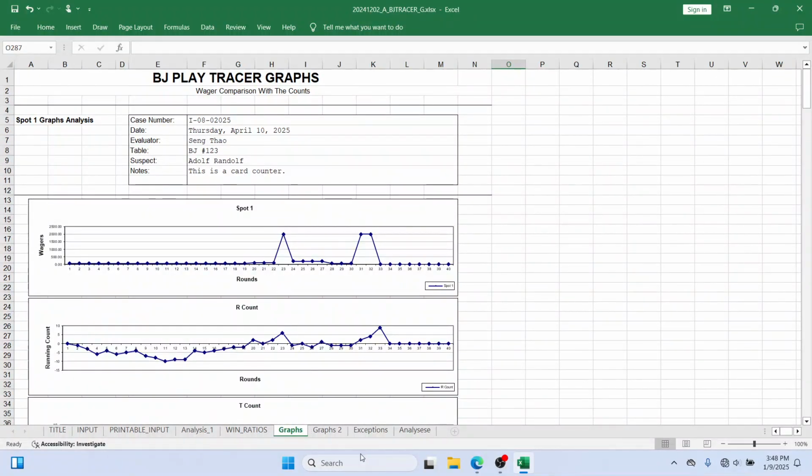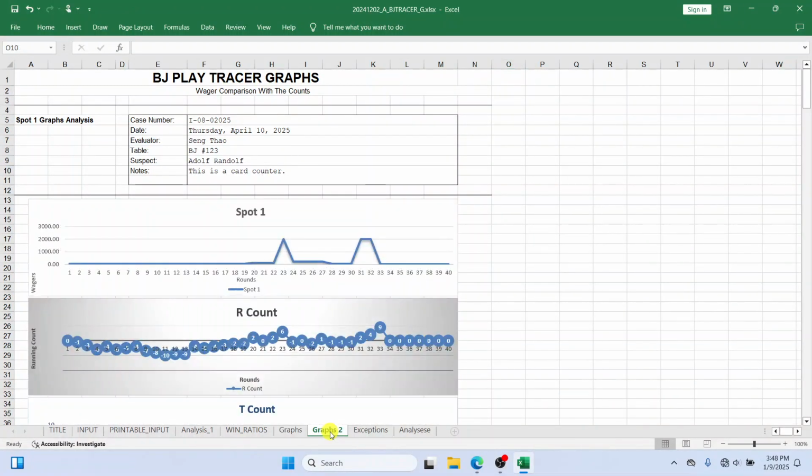I'm going to go to the next tab here, which is graph 2. Graph 2 just shows you a more modern look at the charts. You can see here it is very similar to the other ones: rounds on the bottom, wagers on the left, and for the running count, rounds on the bottom and running count on the left.